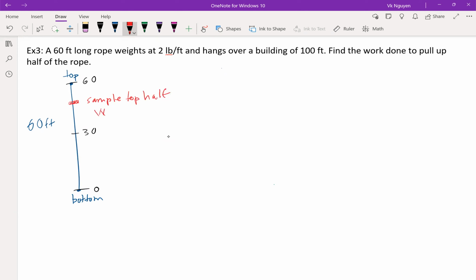The work done in pulling this sample is force times distance. Force is the weight 2 dy, because this sample has the length of dy, multiplied by the distance. Well, this is y, so the distance in moving it is t minus y. And we have 2 times t minus y dy.